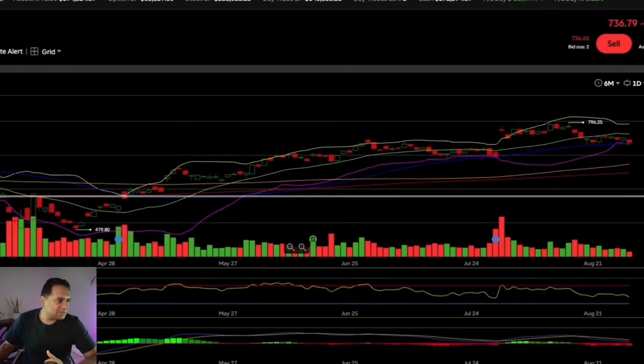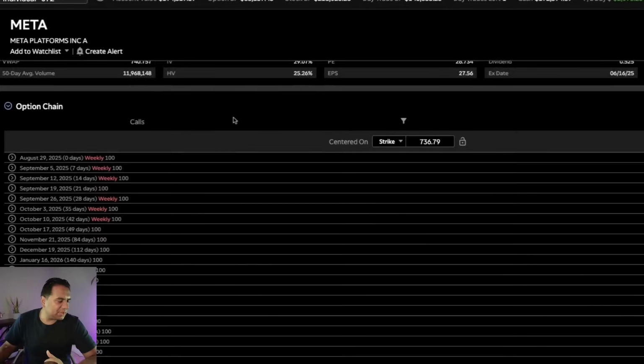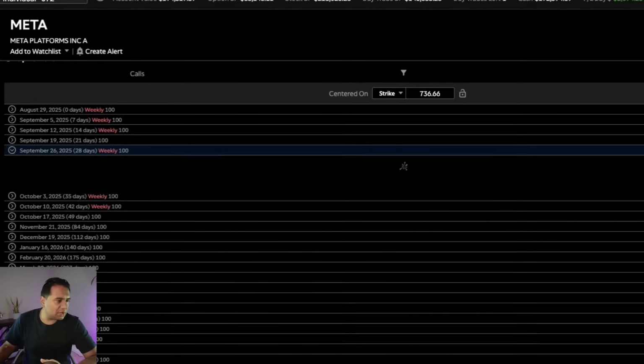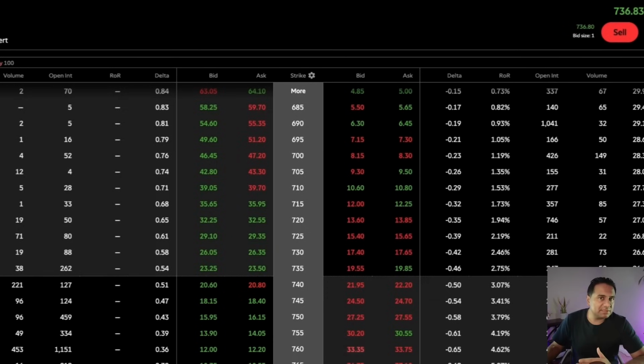So let's go to the options chain and see what kind of premium we can collect. I'm going to go out 28 days to the September 26th option chain. We don't have a 696 strike price here, but we either have a 695 strike price right here, or a 700 strike price. So it would make sense to choose one of those. Looking at the deltas, the 700 strike price has a delta of 23, so slightly aggressive. And the 690 strike price has a delta of 19.